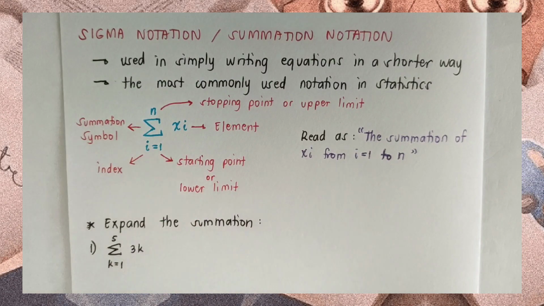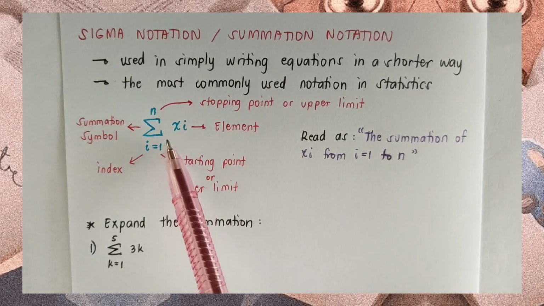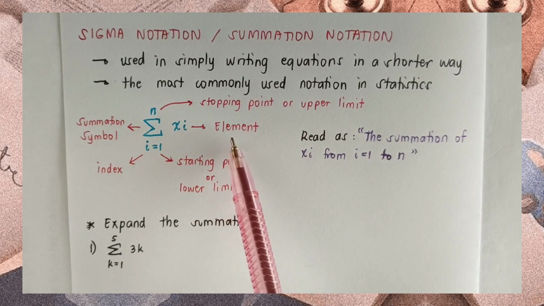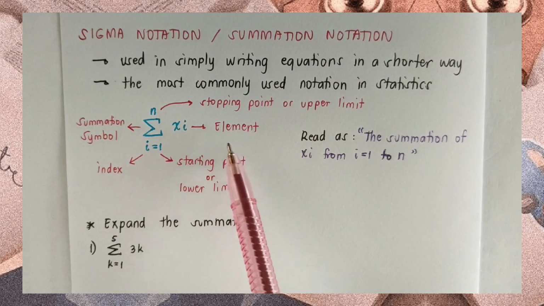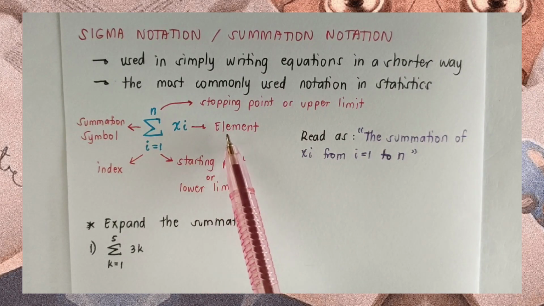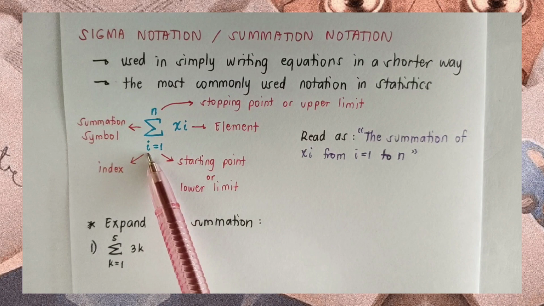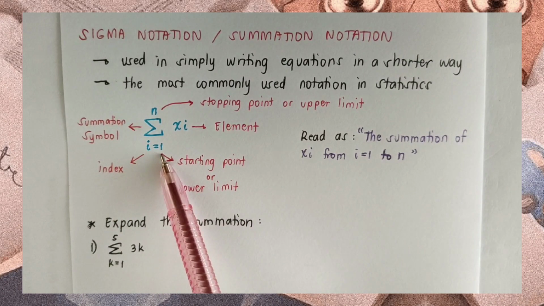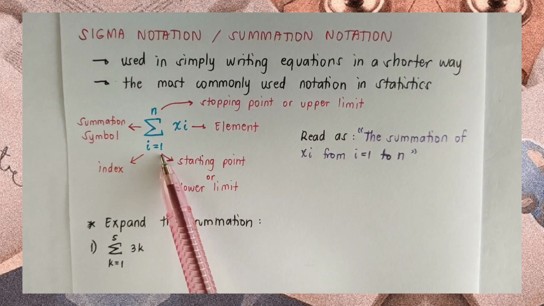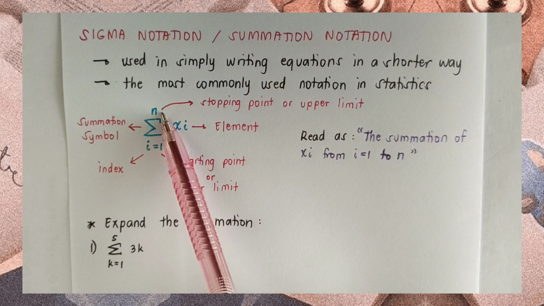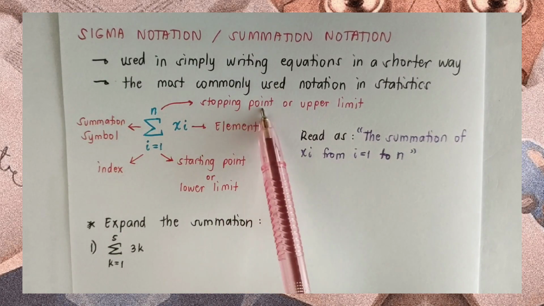Now let us study the parts of a summation notation. The x sub i here is what we call the element. And in an element, we can use any variable to represent an element. i here stands for the index. 1 means that is your lower limit or your starting point. The n here is your upper limit or your stopping point.